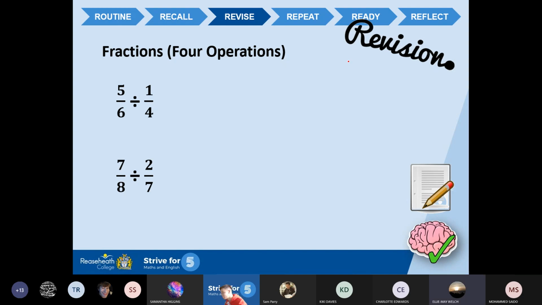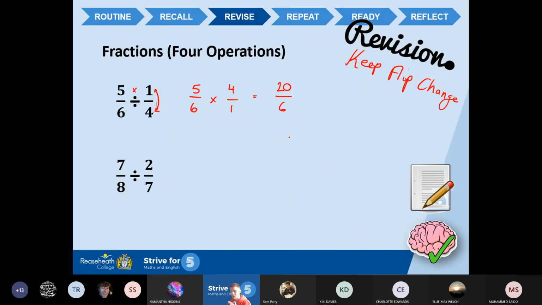KFC, and I'm going to write that on the screen here. Keep, flip, and change. Keep, flip, change. KFC. Now, what do I mean by keep, flip, change? Well, we keep the first fraction the same, so that stays as 5 over 6. We flip the second one, so we flip those two numbers, so it becomes 4 over 1, and then we change the divide to times. 5 times 4 is 20, and then 6 times 1 is 6.